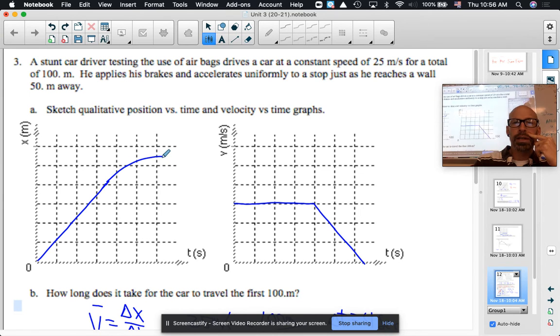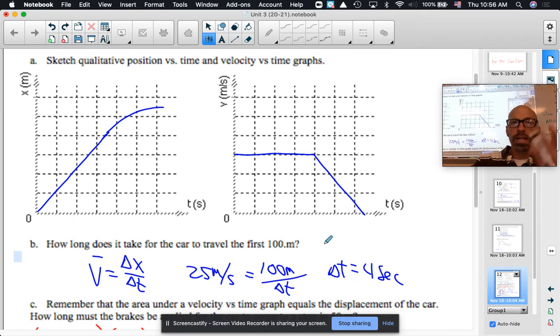So it was steep, now it's not. Now the velocity time graph means, again, it's constant velocity for 4 seconds, and then it slows down as well. So the velocity goes from a positive large value down to nothing. So that's what the qualitative sketches would look like.